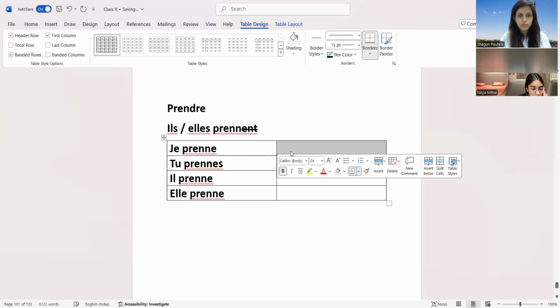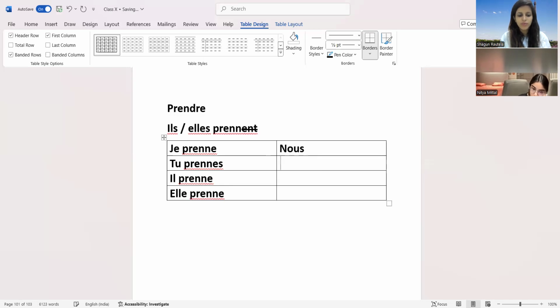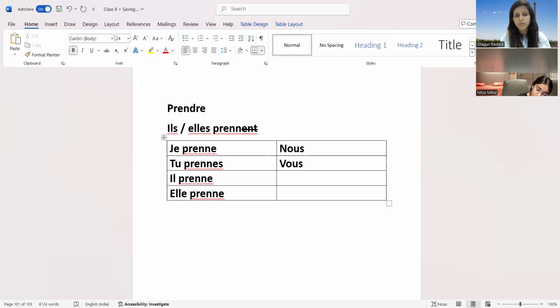With nous and vous, do you remember the conjugation of this prendre verb in present tense? How many N? One N. So here also it will be one only. And the endings will be IONS, IEZ, same. And the last one, double N only, ENT. Got it? Done. Any doubt?